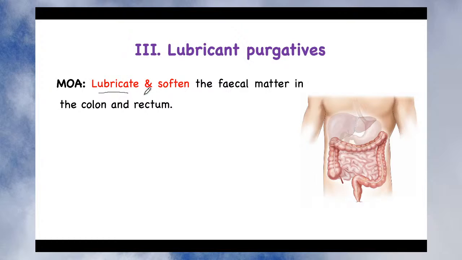First one is lubrication, and since they are liquid in nature, they make the stool consistency soft. So instead of solid, it becomes semi-solid, right? Due to both actions, that is lubrication and softening of the stool, the fecal matter in the colon and the rectum will move forward, and it will lead to defecation in the patient. So this is how all three categories of purgative drugs produce defecation or pharmacological action in the patient.